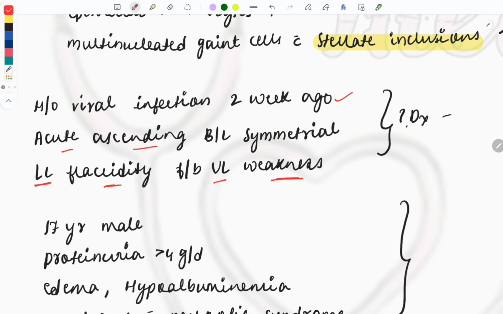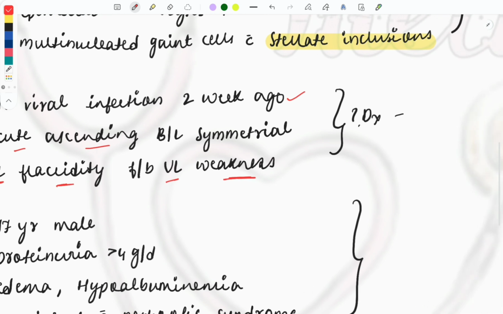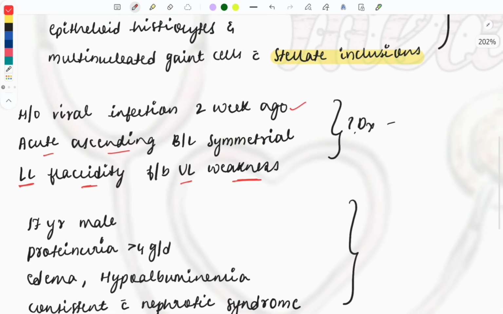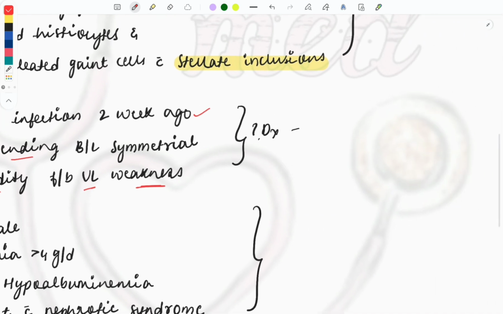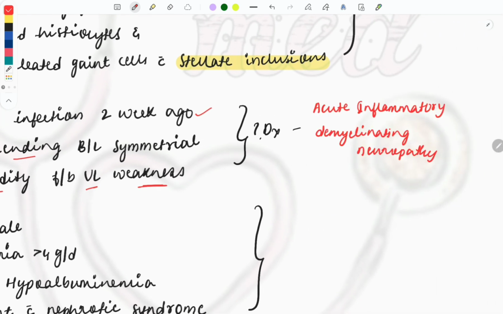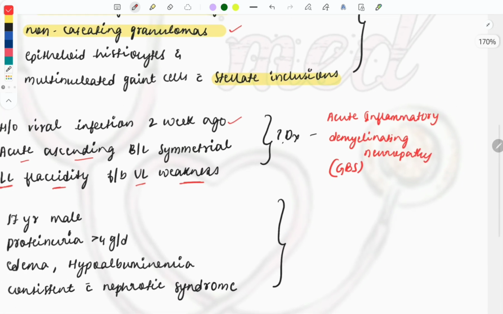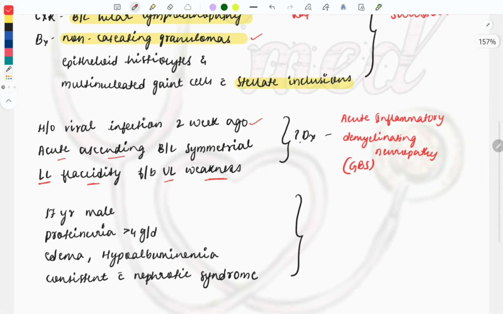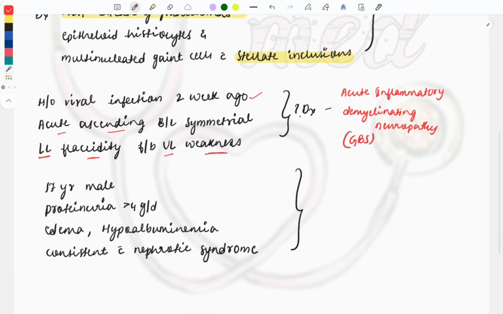In the question itself, if you break it down, the answer is given. First of all, it is an acute condition. So acute inflammatory demyelinating neuropathy was the answer. The other name for this one is Guillain-Barré syndrome, a famous question topic asked in the FMGE and the NEET PG. It is a very favorite topic of the examiner, so questions are frequently asked on this Guillain-Barré syndrome.